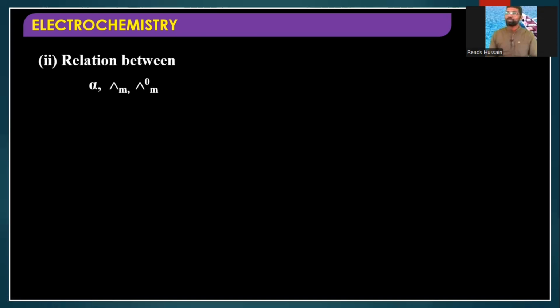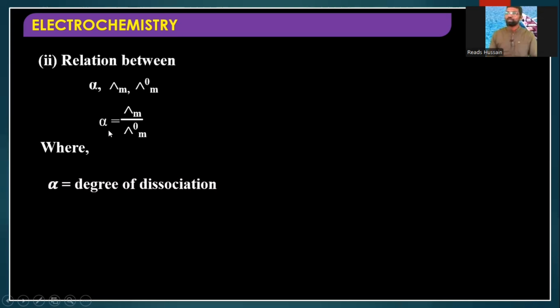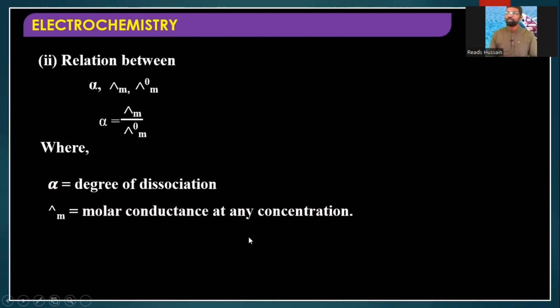This is the second one. Note down here what alpha is. Note down this formula. Alpha is called the degree of dissociation. Lambda m is molar conductance at any concentration. Lambda m naught is molar conductance at infinite dilution, or it is called limiting molar conductance. Note down this, or at least take a screenshot of this.